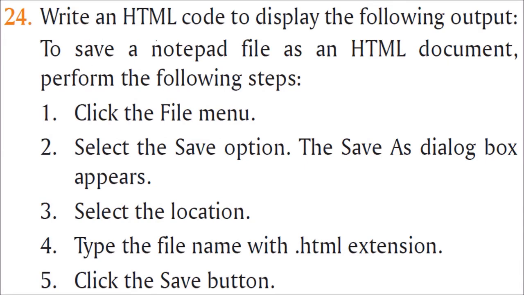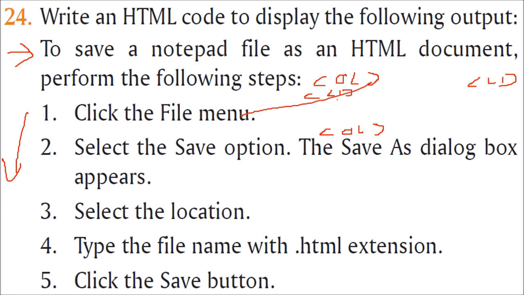Now you have to write an HTML code to display the following output. To save a notepad file as an HTML document, perform the following steps. So these are the steps. First of all, you can just write this inside your body. Then this is an ordered list, so you have to start an OL, and then end the OL. Then inside your list, you give this first content. Second list, this content, third, fourth, fifth.